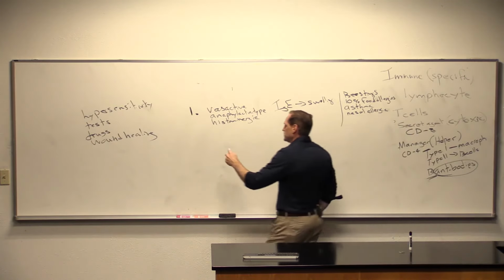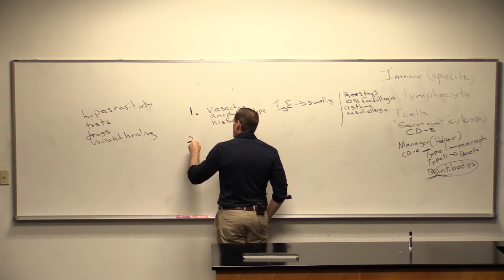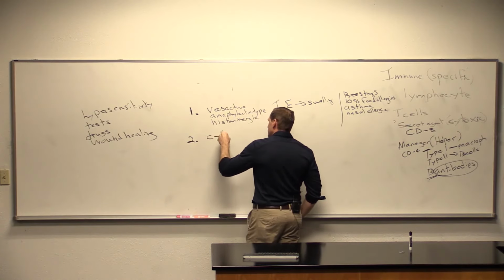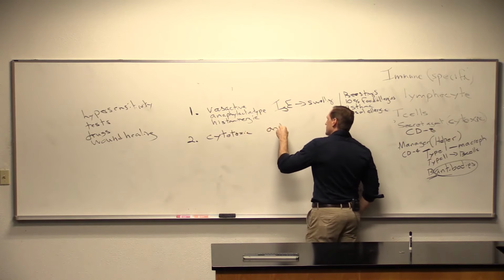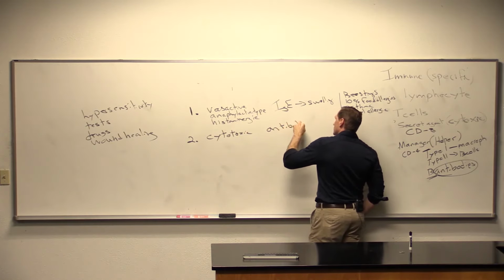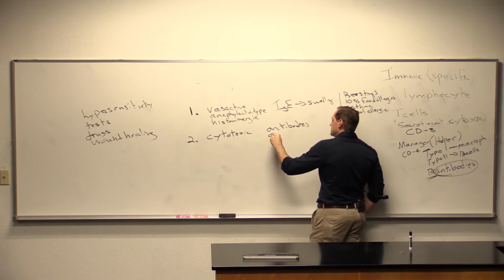All right, type 2 is called cytotoxic. And what you get is antibodies that are produced against your own body.